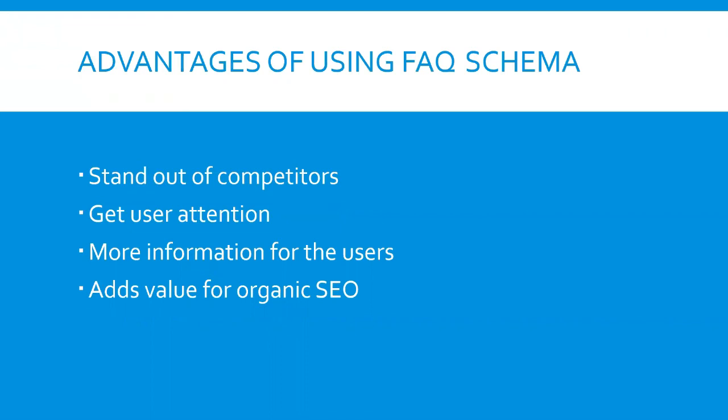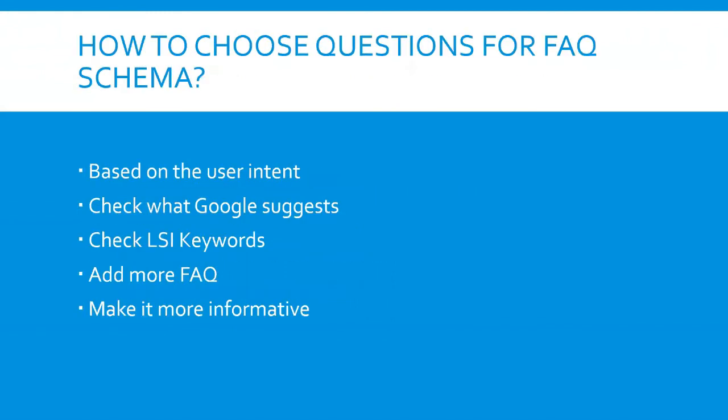So there are some advantages of adding FAQ, Suma. Basically, the first thing is that if only your site has the FAQ on the first page, then absolutely we will stand out from the competitors. So users can figure out your site separately compared to your competitors. So try to add FAQ to your website and make it more informative. It will help you get more user attention. Users can get more information, which increases the click-through rate. So these are some advantages of using FAQ schema. It even adds value to the SEO as well.